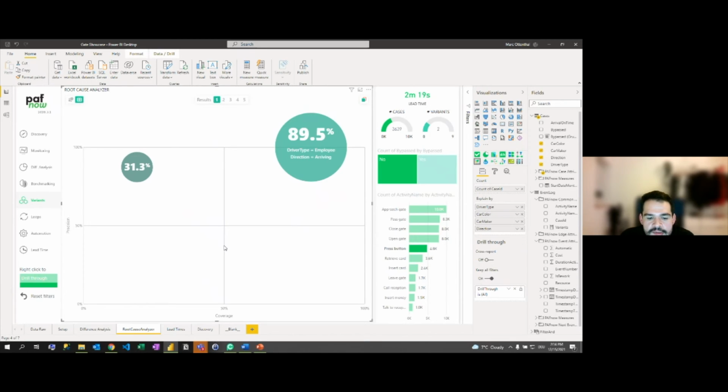So we have 4 quadrants. We have a quadrant with high coverage, low precision, and a quadrant with low precision, low coverage, and so on and so forth. But we also have high coverage, high precision. So whenever something is in this quadrant, it's quite likely that this kind of attribute combination explained our selection. And that's basically why the values are above 100.